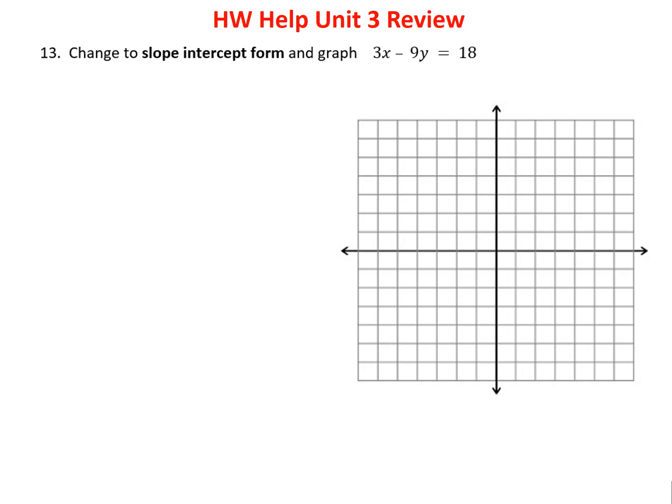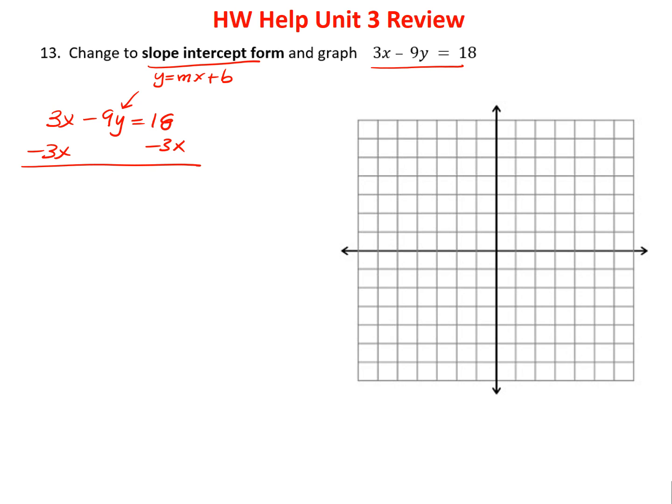Problem 13 asks us to take this equation and change it to slope-intercept form. Remember, the slope-intercept form is y equals mx plus b. So let's do that first. 3x minus 9y equals 18. And I want to solve for y. So I'm going to undo the 3x by subtracting 3x from both sides. So I get minus 9y equals minus 3x plus 18.